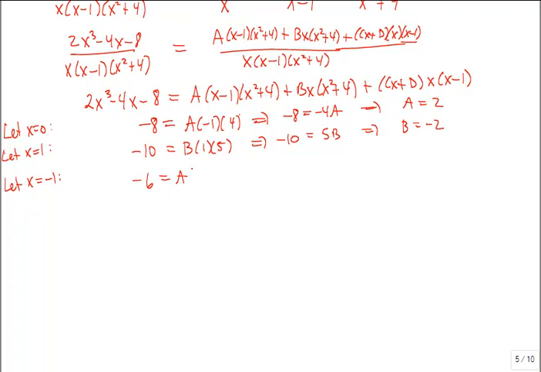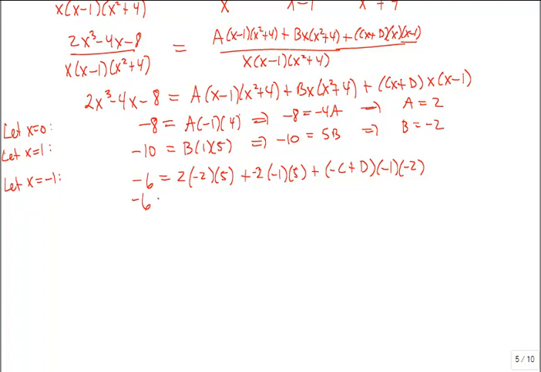I'm going to get a times negative 1 minus 1, which is negative 2. Negative 1 squared is 1 plus 4, which is going to be 5. Plus b times negative 1 times 5. Plus c times negative 1 will be minus c, plus d times negative 1 times negative 1 minus 1, which is negative 2. Now remember, we know what a and b are. So I'm going to replace this a with 2, and I'm going to replace this b with negative 2.